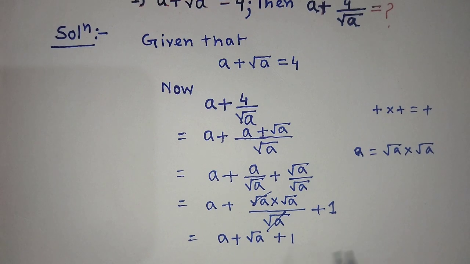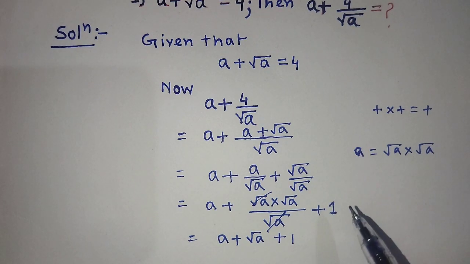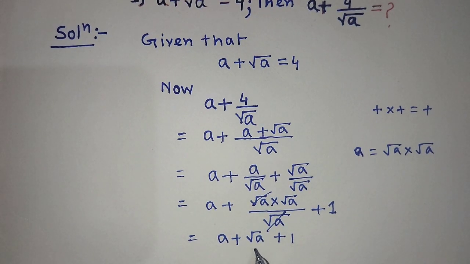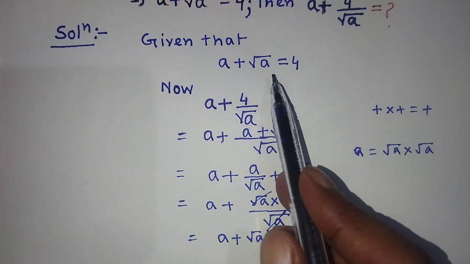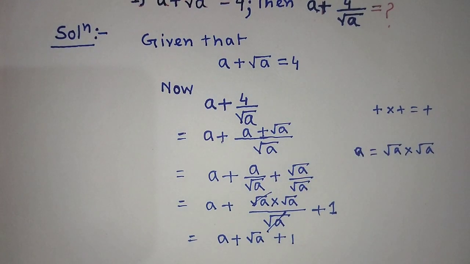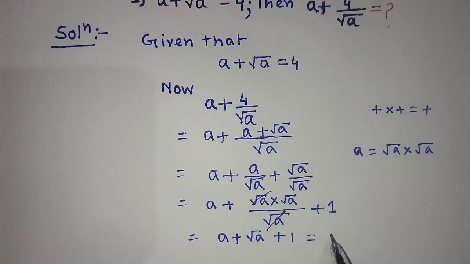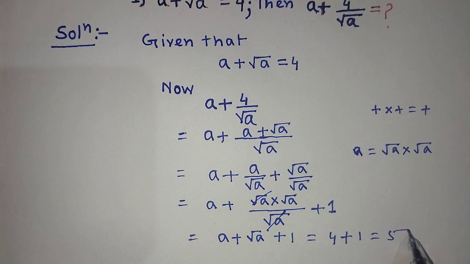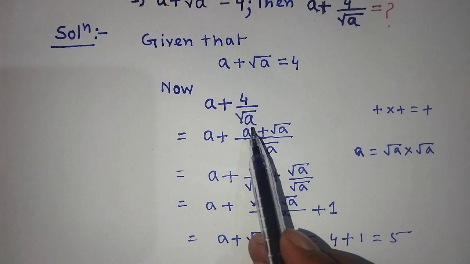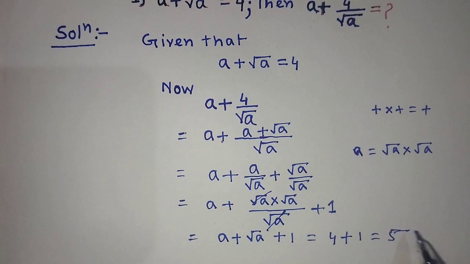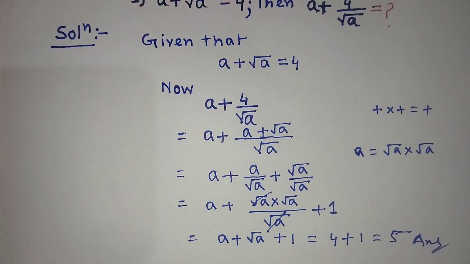Okay student. So again we have to put the value of a plus root over of a in this algebraic expression. The value of a plus root over of a is 4, so we can write here 4 plus 1, so it will be 5. Okay student, the value of a plus 4 over root over of a will be 5. This is our answer. Okay student. So my dear student, our answer is complete.